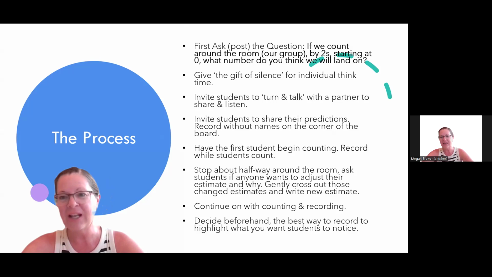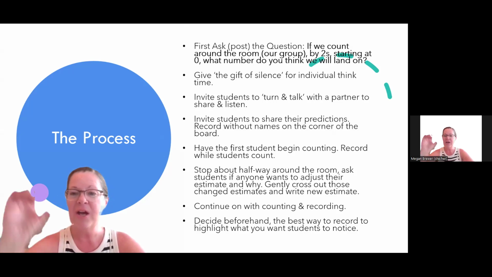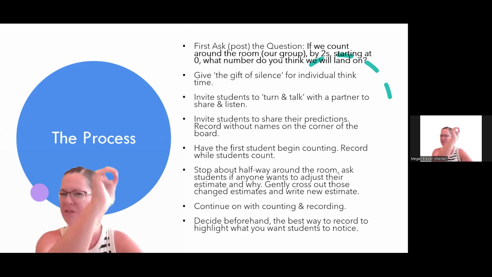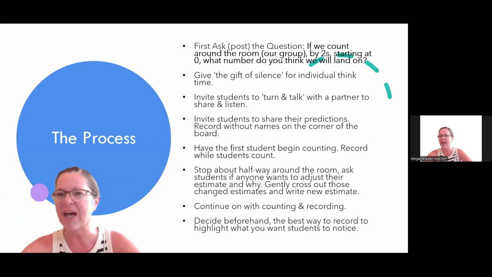Then after you allow students to share with a partner, you want to invite those students that are comfortable to share their predictions aloud. You want to record them near where you had your question. I wouldn't put names with it. It's not about remembering who said what. Let's just get a collection of the estimates, for those of you that feel comfortable. And again, we don't need to have everybody's estimate unless they want to.